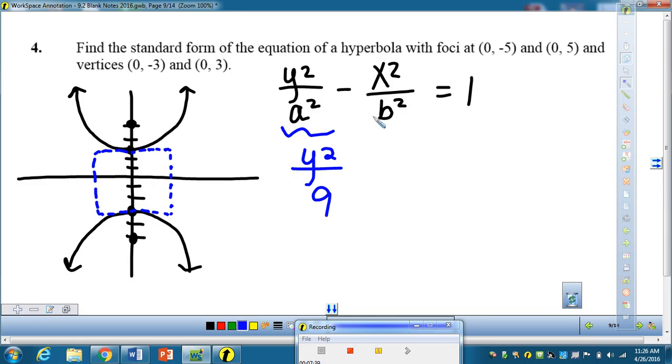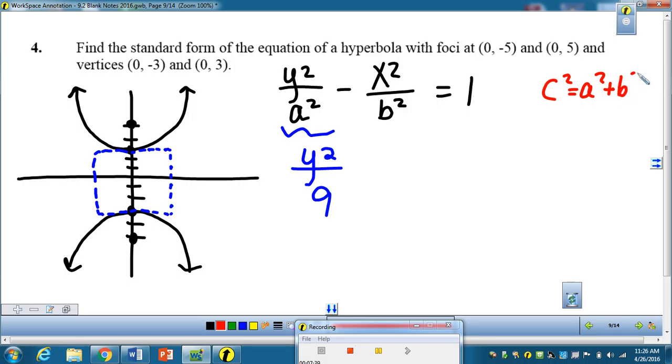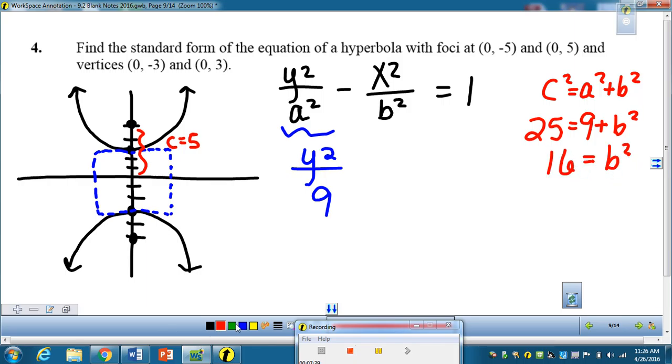Now we need to figure out the value of b squared, and so we can do that using the c-squared formula. Off to the side here, we know that c squared is a squared plus b squared. So we know that c is the distance from the center to each foci point. So this tells us that c is 5, so c squared would be 25. A squared, we know from before, is 9. Subtract 9 from both sides, so we get b squared is 16.